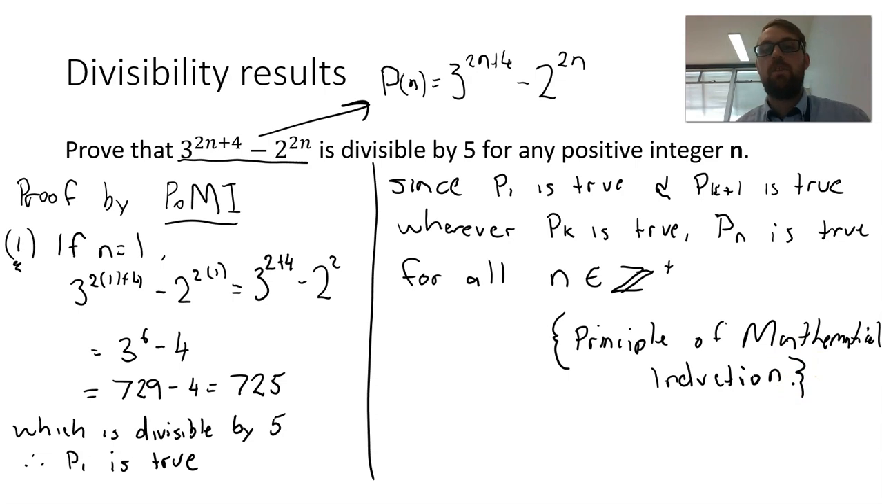But yeah, that's it. So a lot of formal stuff, but basically we're just doing that standard thing. We're proving the first one is true, and we're proving that the P of k plus 1 is true for all P k. Okay, so it's standard induction stuff, but yeah, this is the first example.